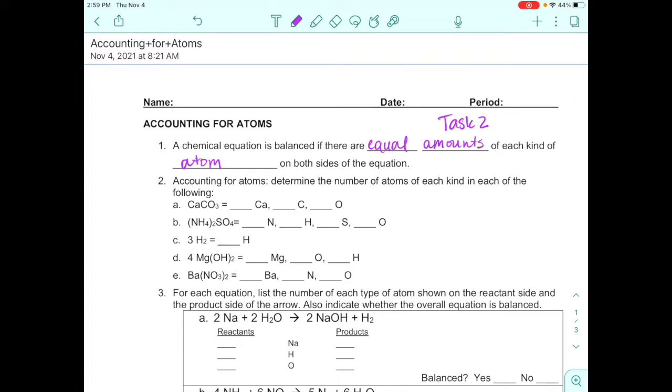So number 2, accounting for atoms, determine the number of atoms of each kind in each of the following. So this is good practice for what you're going to see in chemical equations. So CaCO3. So in this one, there's 1 calcium, 1 carbon, and 3 oxygens. Okay. In B, it's got parentheses.